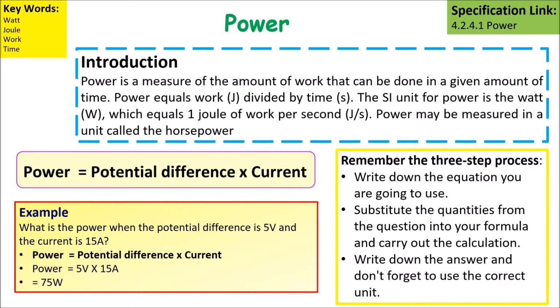Remember that whenever we are writing down any sort of answer that involves an equation, there are a few steps to follow. Start off by writing down the equation that you're going to use. Then substitute the quantities from the question into the formula and carry out the calculation, and then write down the answer and don't forget to use the correct units. So we look at this example. What is the power when the potential difference is 5 volts and the current is 15 amps? Power is equal to potential difference times current. So we'd have 5 times 15, which would give us a power of 75 watts.